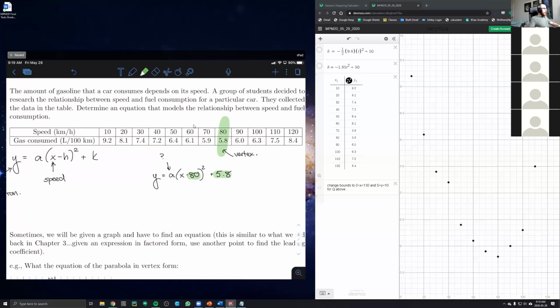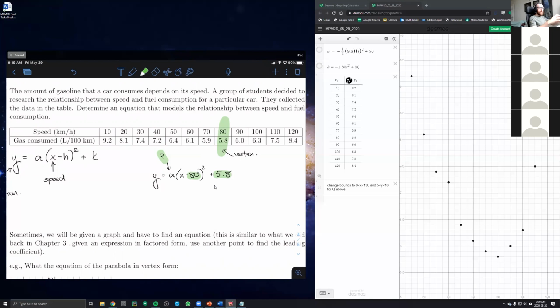Right? Now, how can I find my leading coefficient here? How can I find my a value? Anyone have any ideas? So for this, you've already done something kind of similar. Going back a couple chapters now, remember when we were finding equations in factored form? I think you had one question for that on your quiz, right?